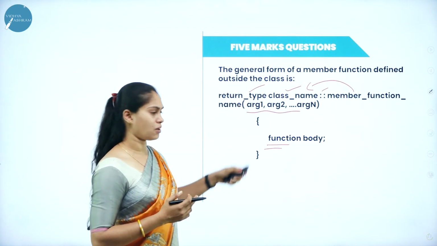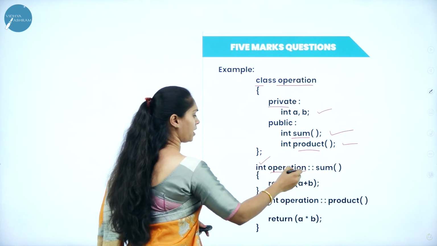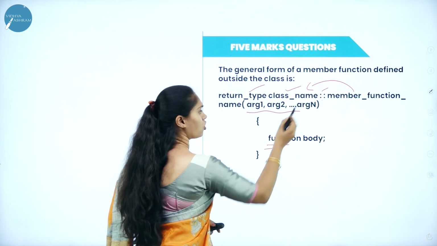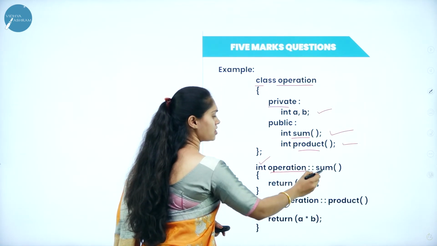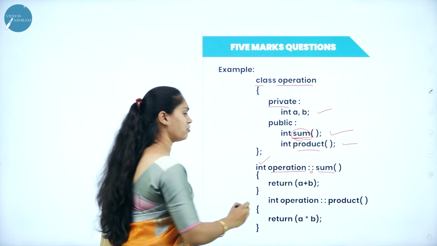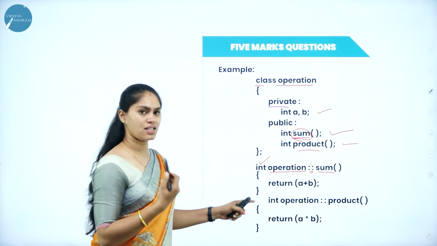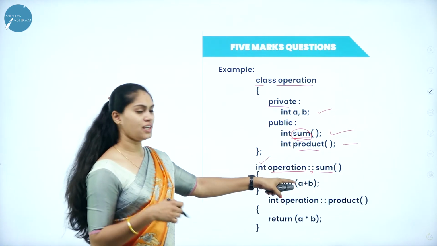What is the return type? Int. What is the name of the class? That is operation. Then we have the scope resolution operator. Then the member function name, that is sum. When we have the body of a function, it should not be terminated by a semicolon. How do we find the sum? By adding the a and b values.